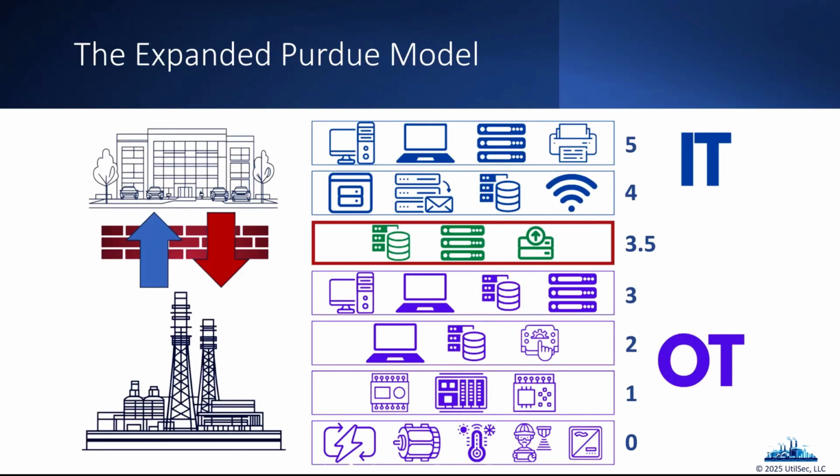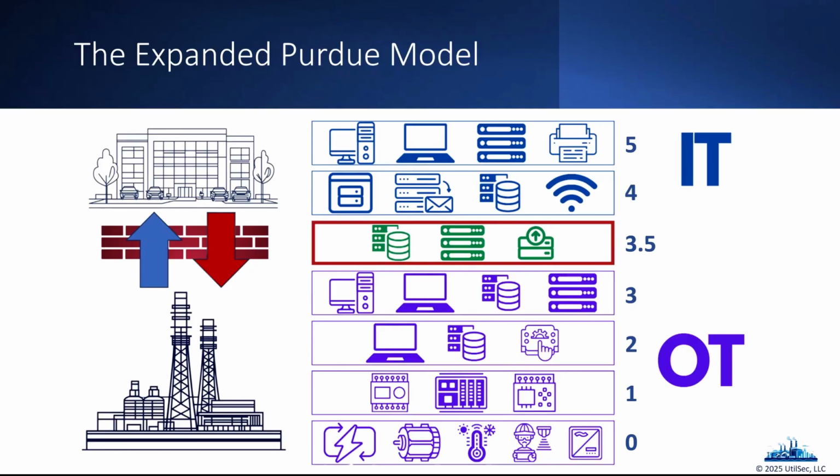Then if we go back to look at the Purdue model, they gain access to levels 5 and 4. Well, since they're already really good at moving from Windows machine to Windows machine, they can move really quickly into level 3.5, that IT OT DMZ. And remember, since they're really good at moving from Windows machine to Windows machine, they can move from 5 to 4 to 3.5. They could then move to 3, right? It's all Windows machines. We even have Windows machines at layer 2.